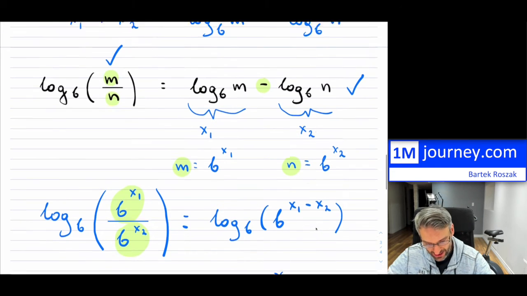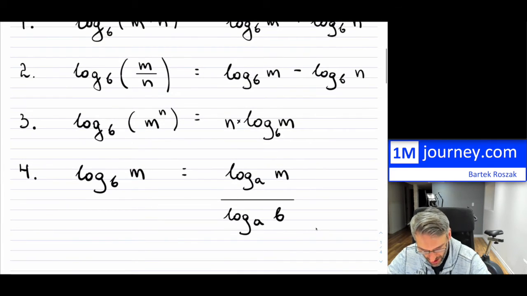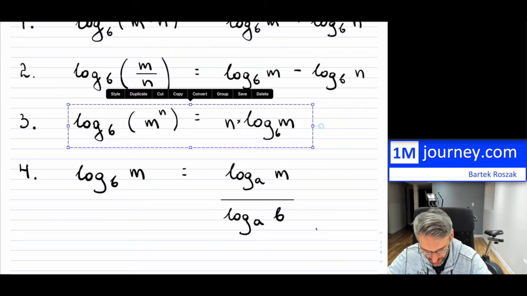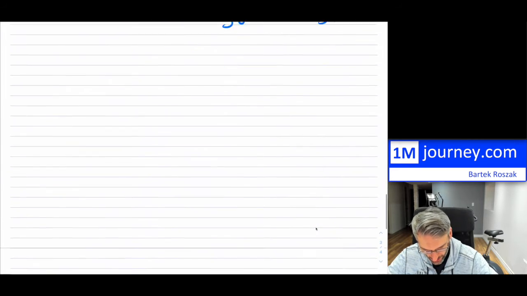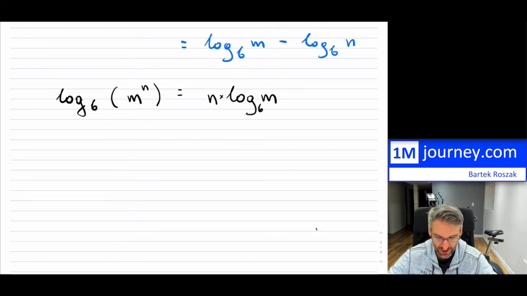Now, let's take a look at property number 3. It's a very neat property that we do use. I'm going to copy this, and I'm going to bring it down right here. So how would we prove this one? Now, for this one, I'm going to use something a little bit different.